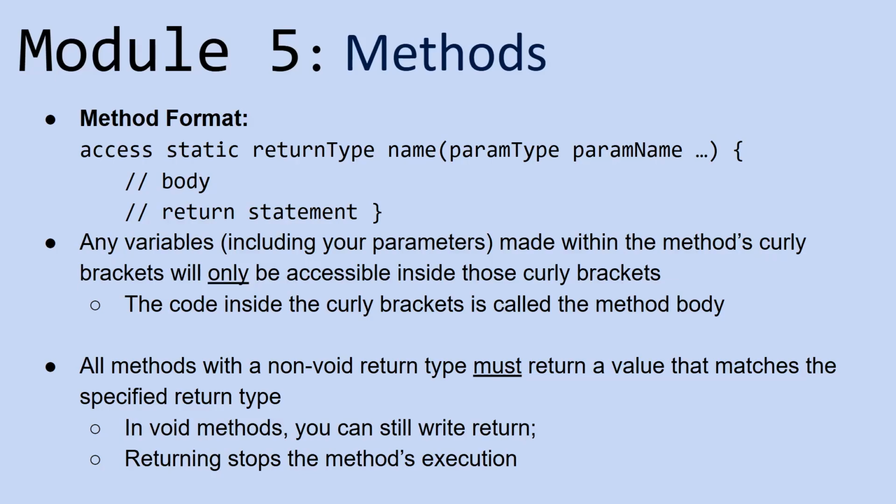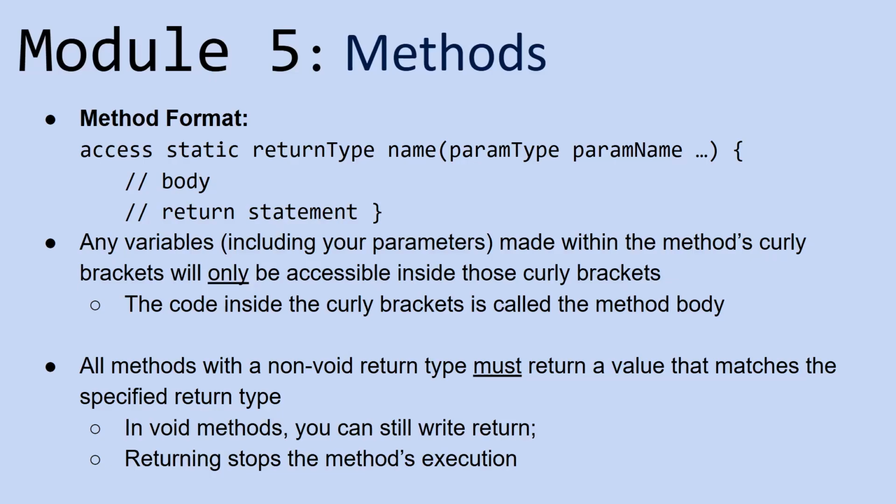All right, the code inside the curly brackets is called the method body, and all methods with a non-void return type must return a value that matches the return type up here. In void methods, you can still write return and then just a semicolon. You can't do return X if your return type is void, because that doesn't make sense. And then it's technically not required.